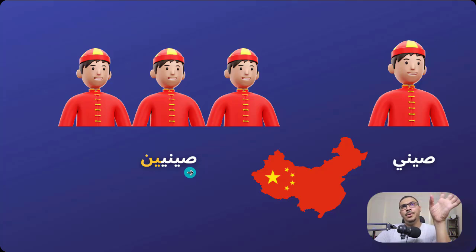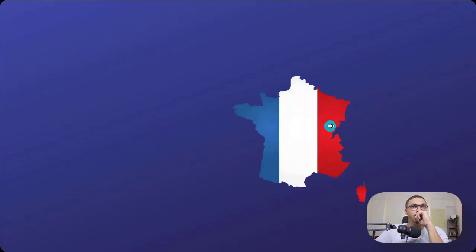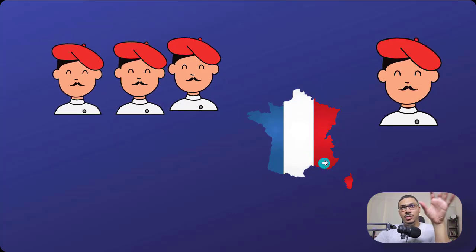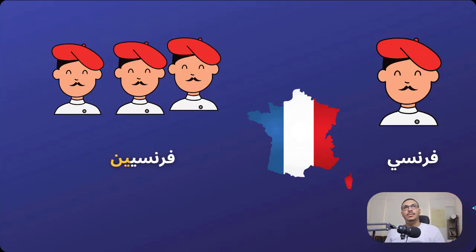So plural in Arabic is more than two. Two is dual, and we've mentioned dual. It's a nationality as well. فرنسي. Okay, and you're gonna add in. فرنسيين. All right.